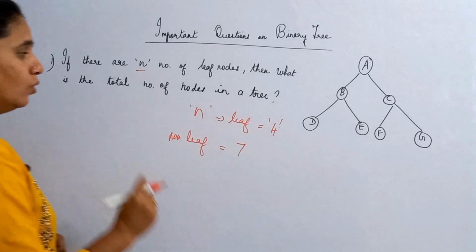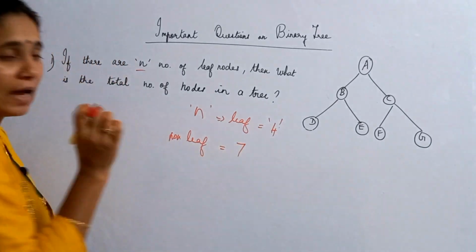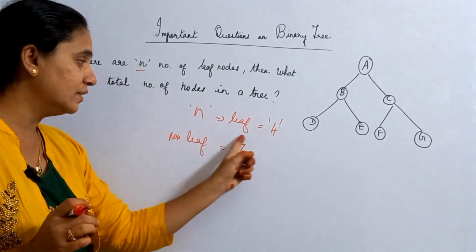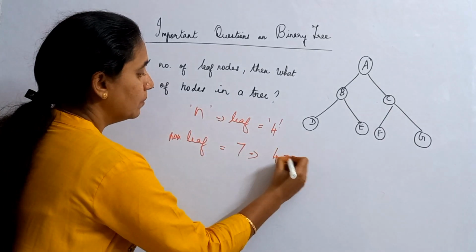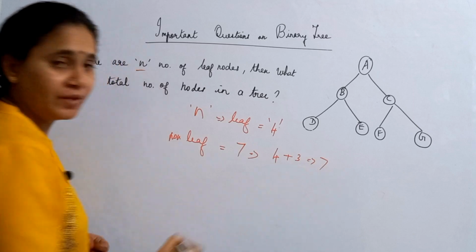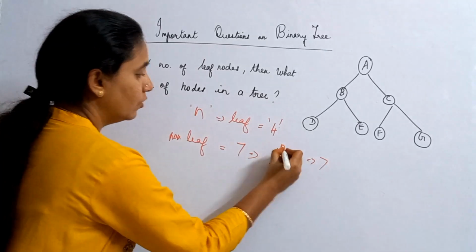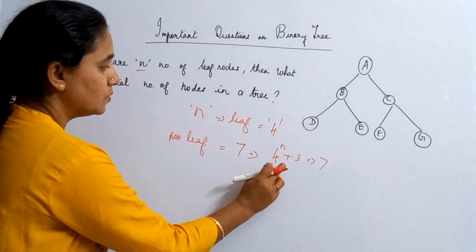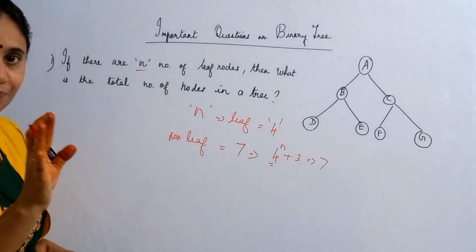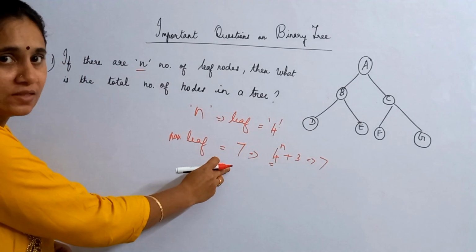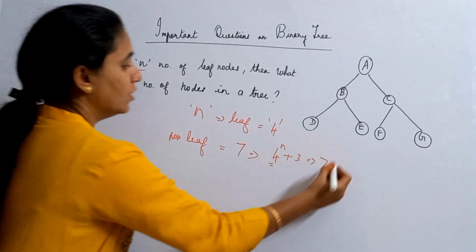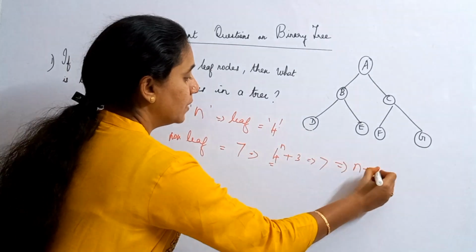Non-leaf node. So when I substitute n is equal to 4 in order to get the answer as 7, what can I do? I can do 4 plus 3. I can get 7, isn't it? Because n is 4. I should not change this because the n value is fixed as 4. So n plus what if I put? I will be getting this answer as 7. So n plus 3. So I will be getting the answer as n plus 3.